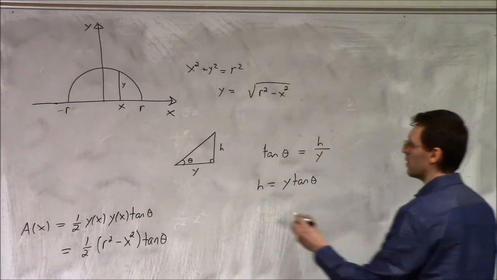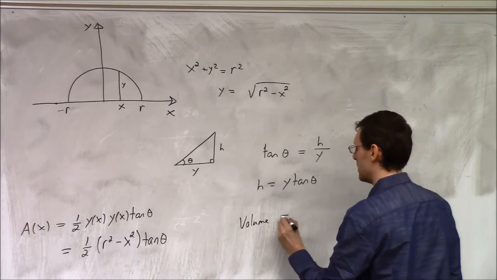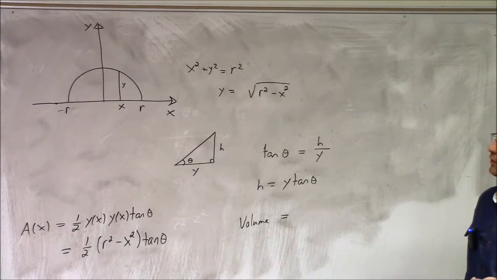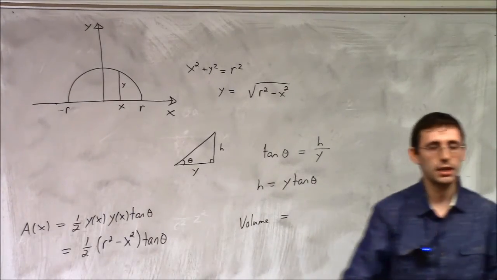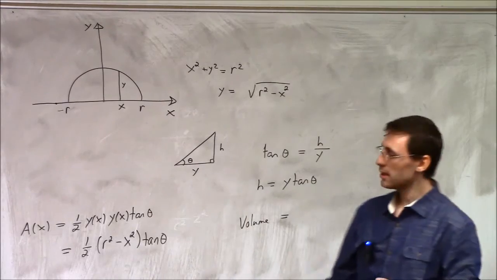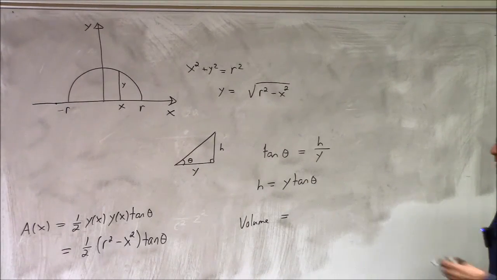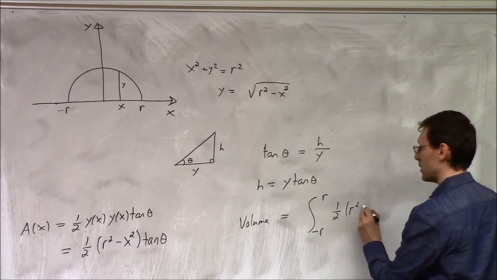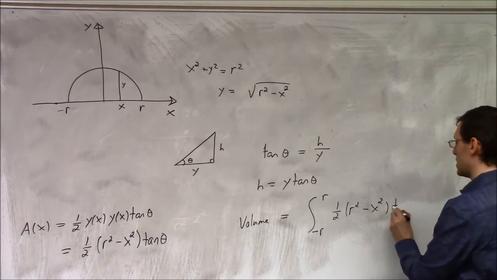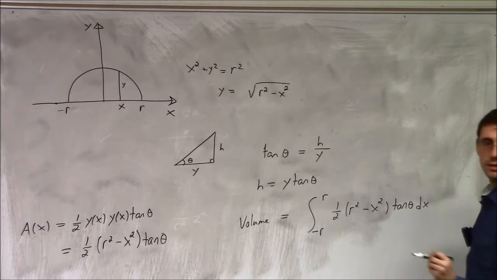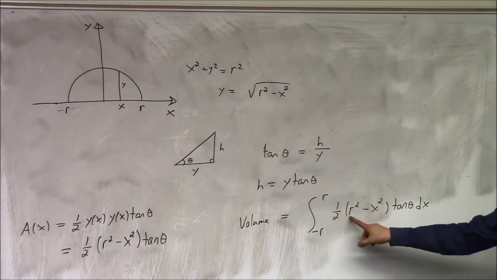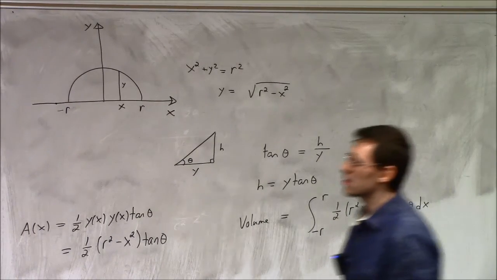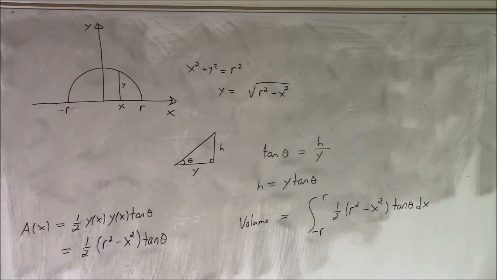Now, what do I need to do to find the volume? No, theta is fixed. The lumberjack is cutting this tree at a fixed angle, right? So theta is fixed everywhere the same. So what's the volume? The integral from where to where? Negative r to r of 1/2 (r squared minus x squared) tangent theta dx. Agreed? Now, this is a calc 1 integral and not very hard because r squared is constant and tangent theta is constant. So when you do the integration, if you do it correctly, I think you should be getting 2/3 r cubed tangent theta. OK? That's the integration done.